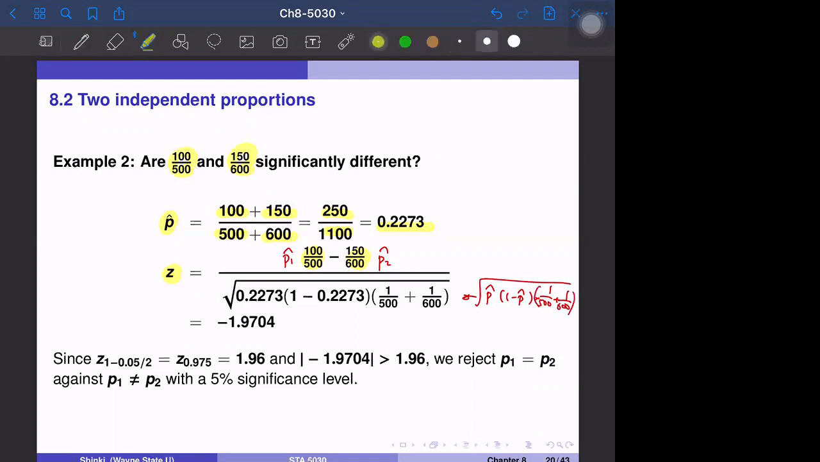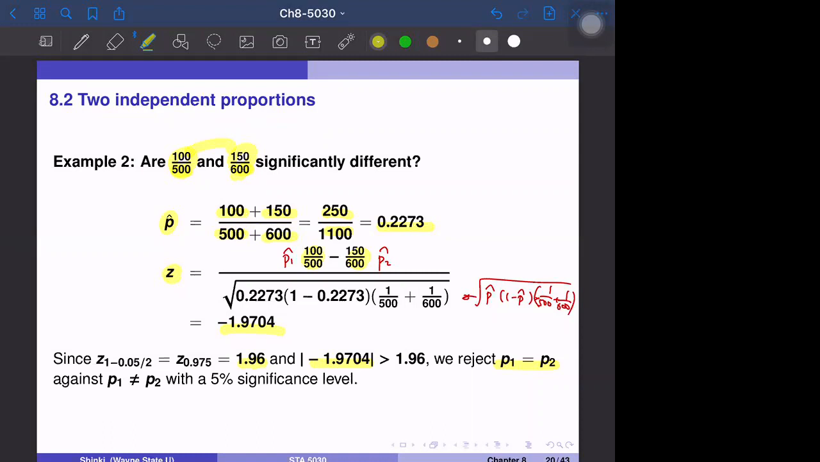Then that becomes negative 1.97. So you can see this is a very marginal case. If we have the 5% significance level, the threshold is 1.96, so we barely reject the null hypothesis. So we reject P1 is equal to P2. So if we have a 5% difference with sample sizes 500 and 600, then we barely reject the null hypothesis.